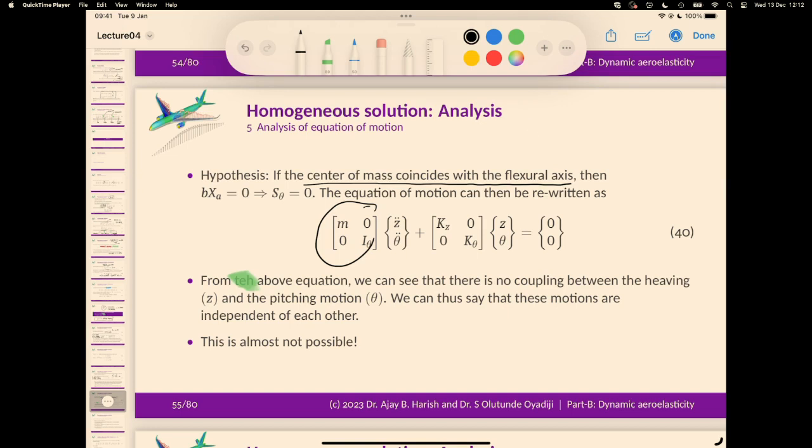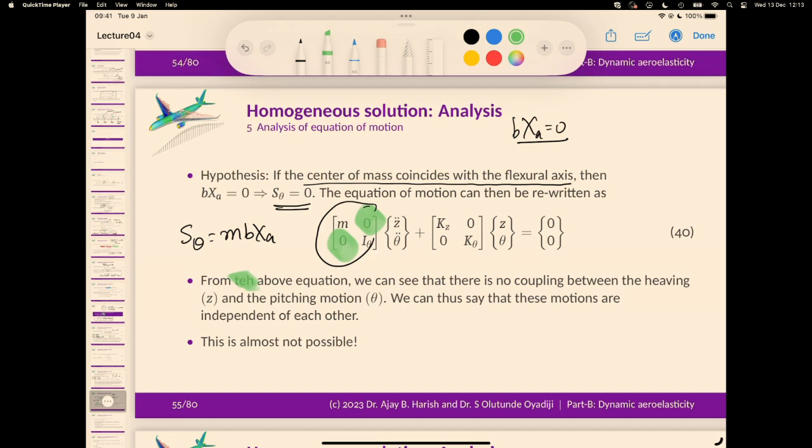So then that means our x_α, b into x_α, would be zero. If you remember, this was the distance we defined between the center of mass and the elastic or flexural axis. If this is zero, automatically our S_θ would be zero. S_θ we defined as nothing but mass into b into x_α. Right? So immediately you would observe that our two coupling terms in the mass matrix are now zero, because S_θ goes to zero. That is because the center of mass now coincides with our flexural axis. So now if you look at our equation, we have no coupling between z and θ. If this motion happens, it is not going to cause this motion. Or if this motion happens, it's not going to cause this motion. Both of these are independent of each other.